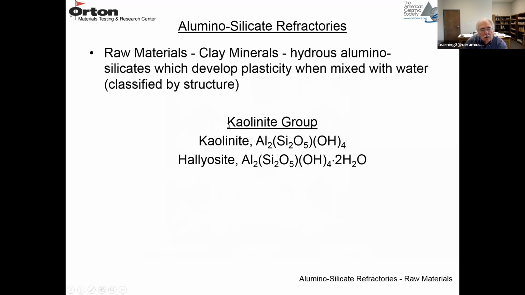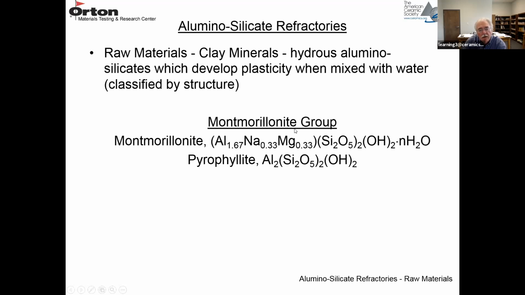So there's at least 3 different clay groups that we can list. So clays are hydrous aluminosilicates. They develop a great deal of plasticity when mixed with water. And there's three structural groups. The first is the kaolinite group. And I just mentioned kaolinite, Al2Si2O5 with 4 OH groups. Halloysite is the same formula, except now there's 2 waters attached to that structure, 2H2O.